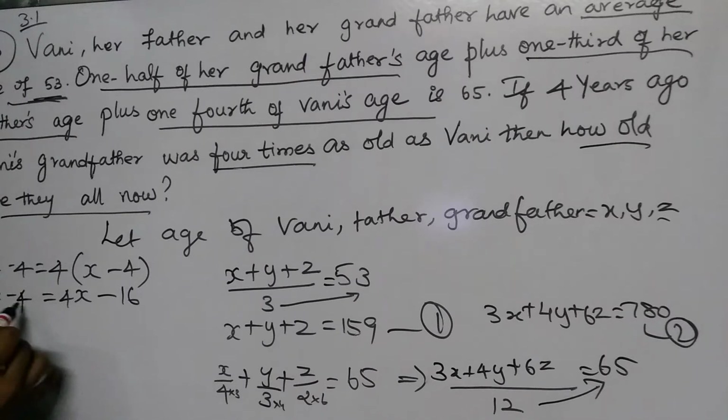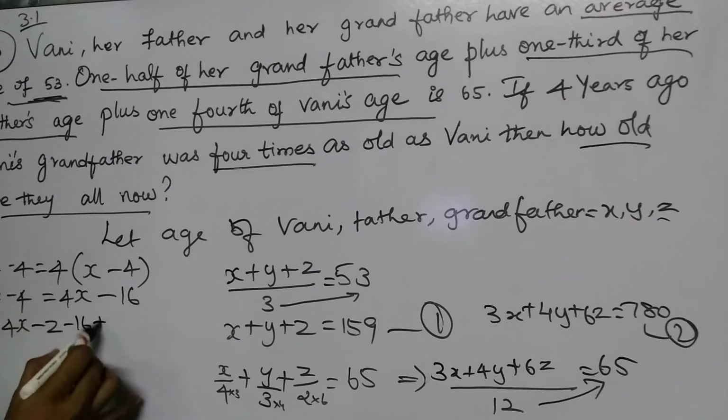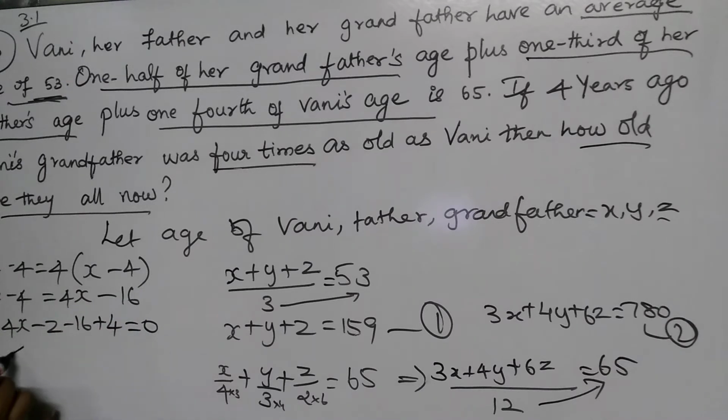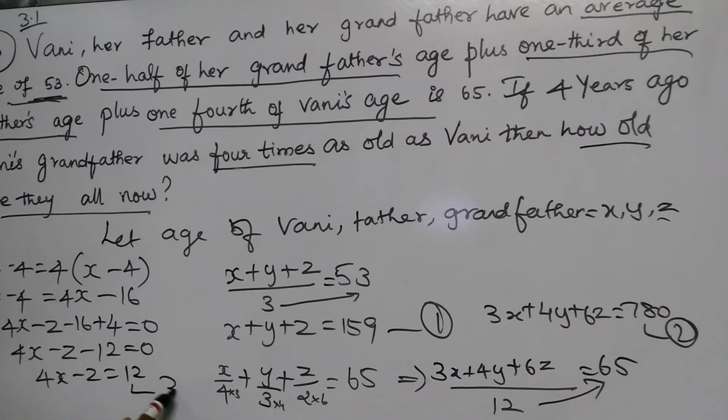Now bring all the terms to one side. 4x minus z minus 16. This z and 4 you are bringing to the other side. So this plus 4 becomes minus 12. So now the equation becomes 4x minus z minus 12 equals 0, or 4x minus z equals 12. Let this be your third equation.